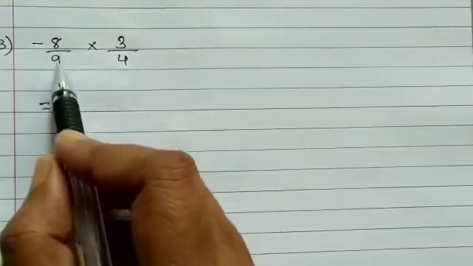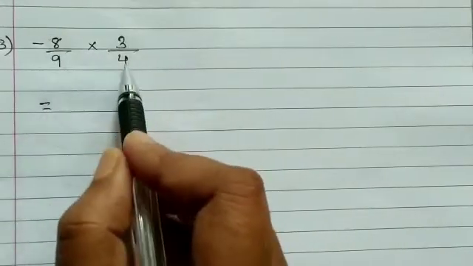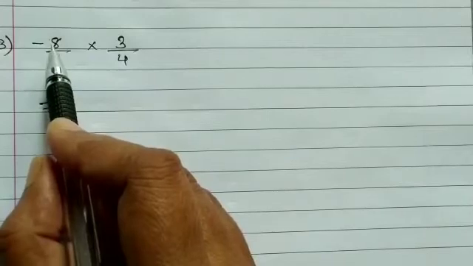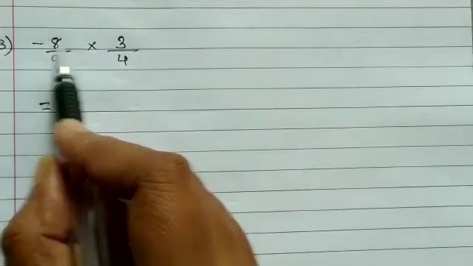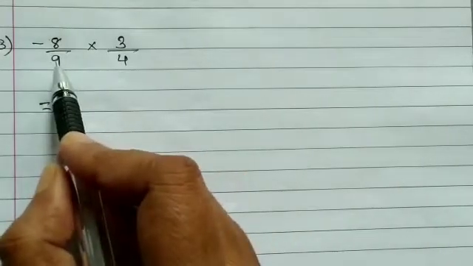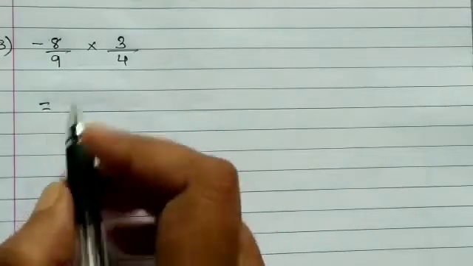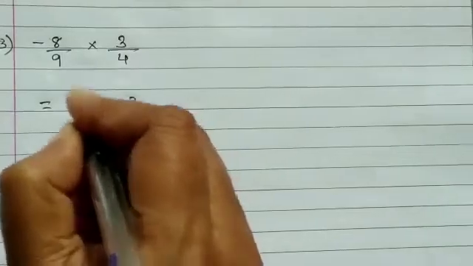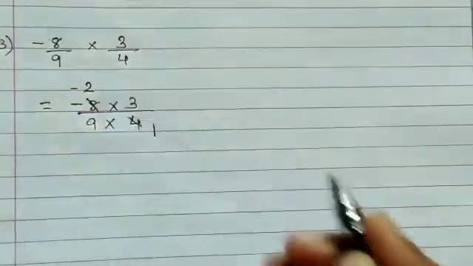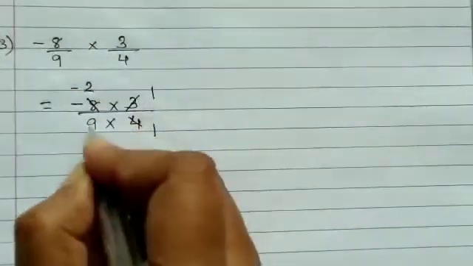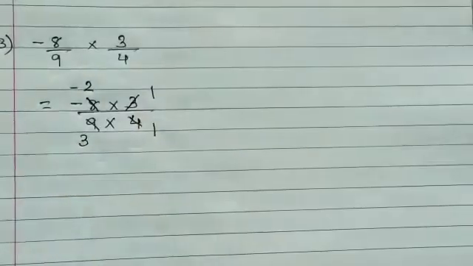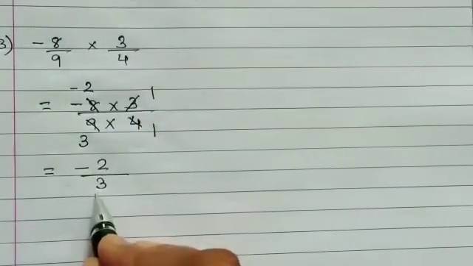Now let's try bit number 3. The question is minus 8 upon 9 into 3 upon 4. Now if you see, 8 is a multiple of 4 and 9 is also a multiple of 3. So let's try to reduce it. 4 1 time and 4 2 times, 3 1 time and 3 3 times. So the answer is minus 2 upon 3.